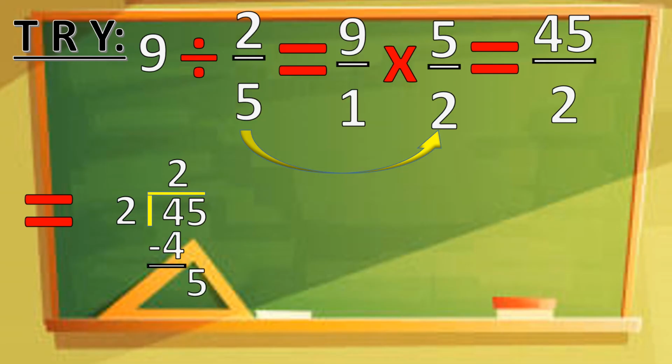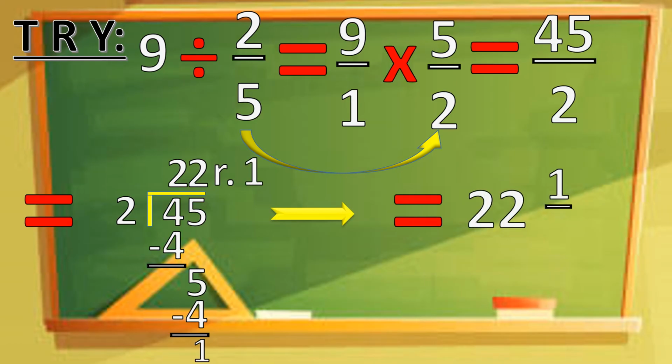We bring down 5. 5 divided by 2 is 2. And then we multiply, subtract 4. That's 1. So 1 is our remainder. So 22 will be our whole number. The remainder 1 will be our numerator. And then we copy the denominator too. So the final answer is 22 and 1/2.